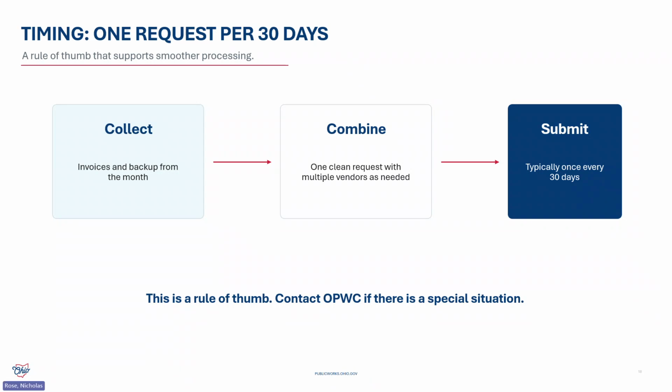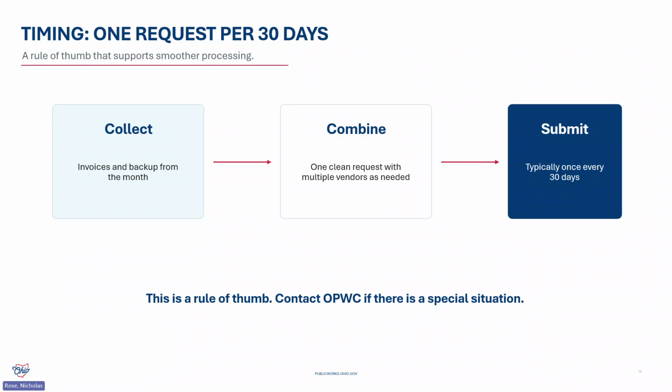As a general rule of thumb, collect the related invoices and supporting documentation and submit one request about every 30 days. This keeps the project record cleaner and avoids a series of small requests that each require separate review. This is just a guideline. It's not a rigid rule. If there's a special timing issue or payment that can't wait, just contact your program rep. Our goal is always to efficiently process these things and get them out quick. We don't want to create any unnecessary delays.